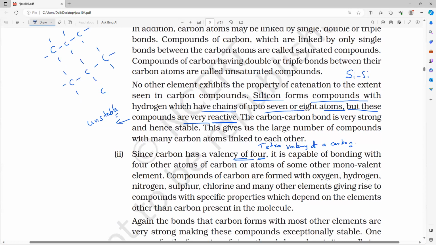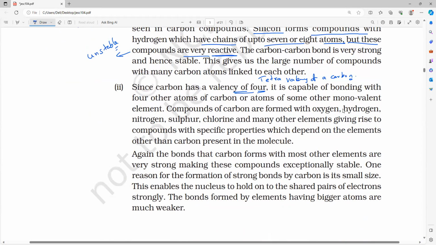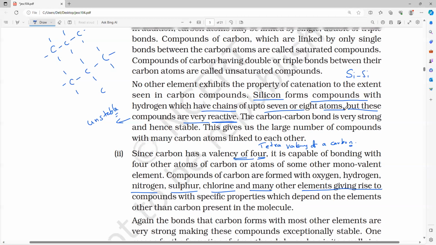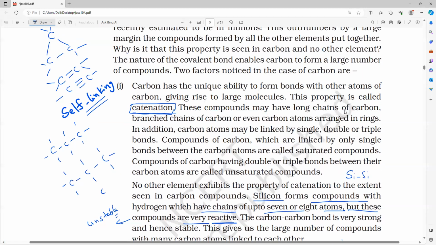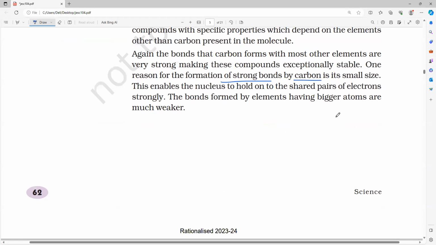Next, the tendency to form multiple bonds. Of course it will react with other elements like nitrogen, sulfur, chlorine, and many others, and you can see they will form strong bonds. Where is the multiple bond formation? You can notice it in the first paragraph. They can form a single bond, double bond, or triple bond among themselves. That is the third property. Note it, everybody: tendency to form multiple bonds. That is the name of the property.